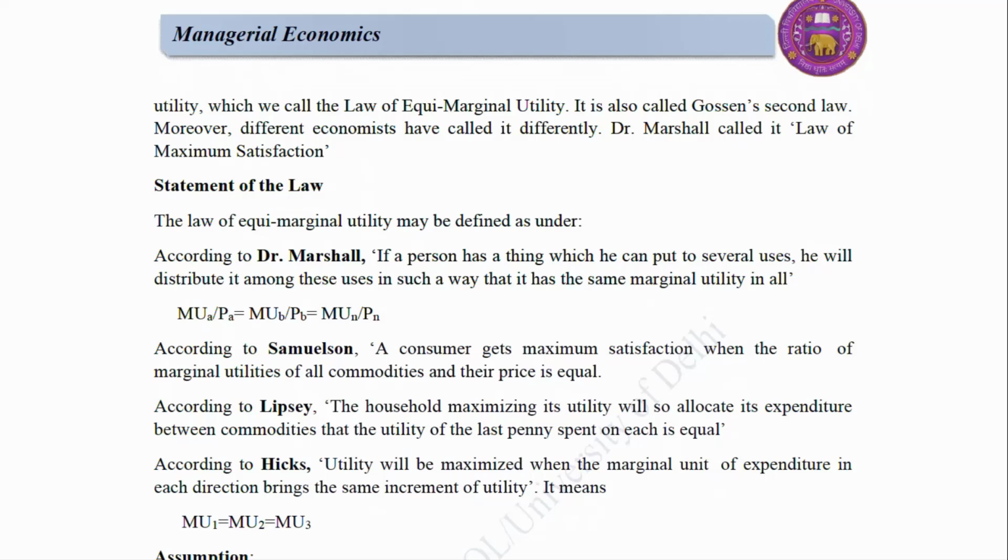According to Samuelson, a consumer gets maximum satisfaction when the ratio of marginal utilities of all commodities and their price is equal. According to Lipsey, the household maximizing its utility will so allocate its expenditure between commodities that the utility of the last penny spent on each is equal. According to Hicks, utility will be maximized when the marginal utility of expenditure in each direction brings the same increment of utility.